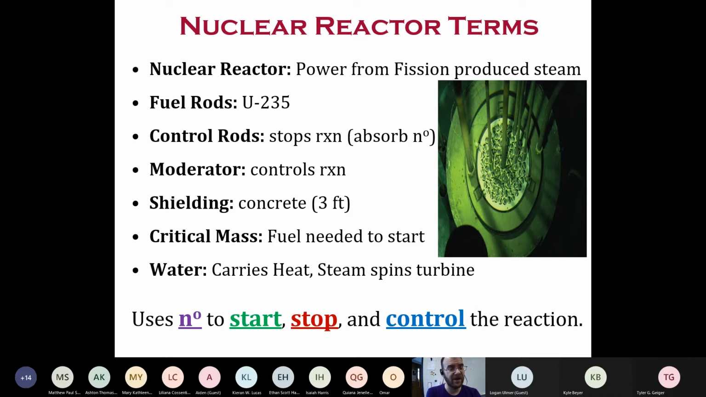At least not with nuclear power, mostly. Critical mass is the fuel needed to start. So the chain reaction happens when we reach a critical mass, meaning we have enough fuel for it to go. Water is super important. It carries the heat and the steam spins the turbine. But in the end, neutrons are pretty much the center of this whole fission thing.